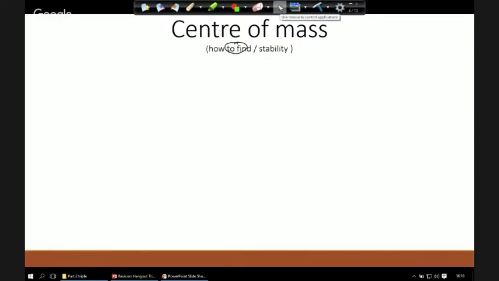So, what is centre of mass then? Well, centre of mass is the point at which mass is evenly distributed. What I mean by that is, if I get any shape, the centre of mass is going to be the point where there is an even amount of mass above, below, to the left, to the right. Okay, so for a circle, it's quite obvious it's going to be right in the middle.